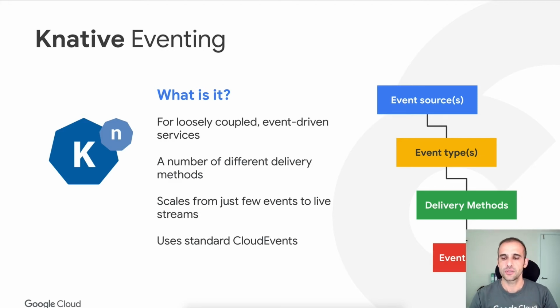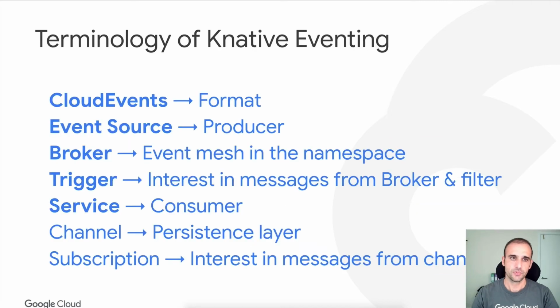These event consumers are usually Knative services, but they can be Kubernetes services as well. And for the event sources and the event types, there's a lot of different choices here that we'll go through as well. You also have a lot of choice on how those events get delivered to your services.